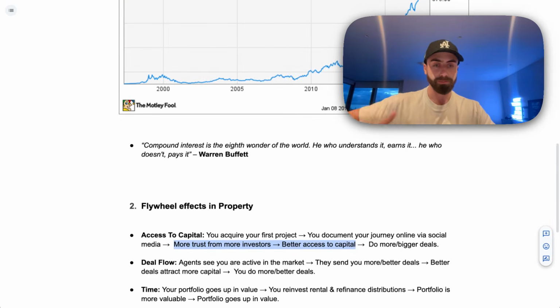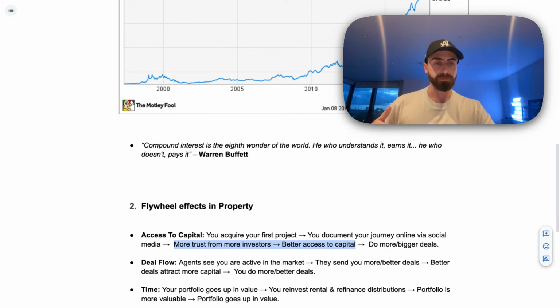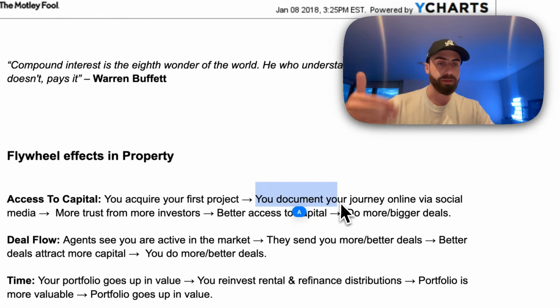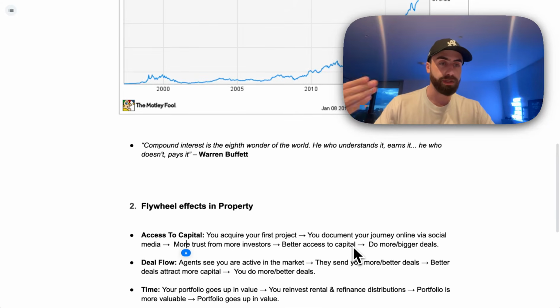So more trust, more investors means you're then going to get better access to capital, because the next project you're going to do, when you go and raise the capital for that, is going to be a little bit easier than raising the finance for the first deal, because the investors have more trust in you. You've got greater credibility, which means when you have better access to capital, you can do more, bigger deals. And then of course, that then means you can document those more deals on social media. You're getting better at content creation. That builds more trust for investors, better access to capital, to more bigger deals. So you can see the flywheel that happens there.